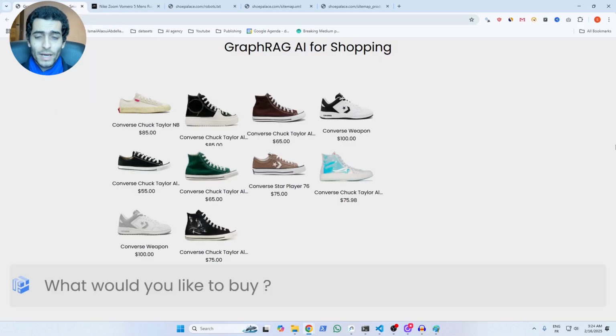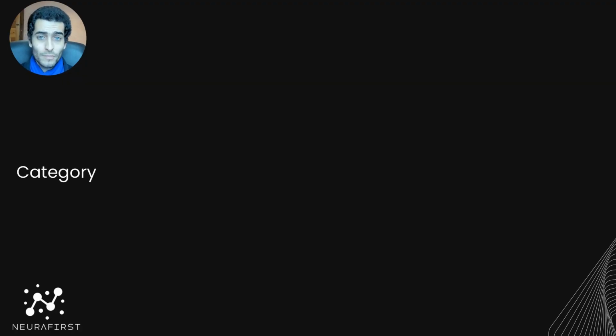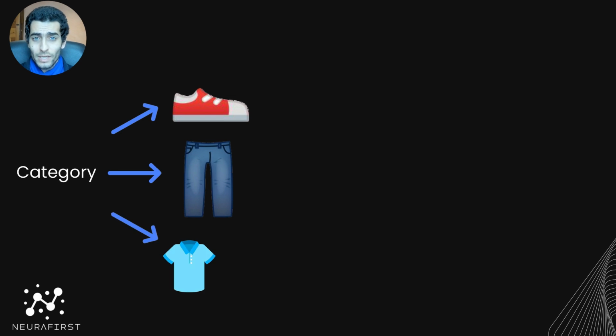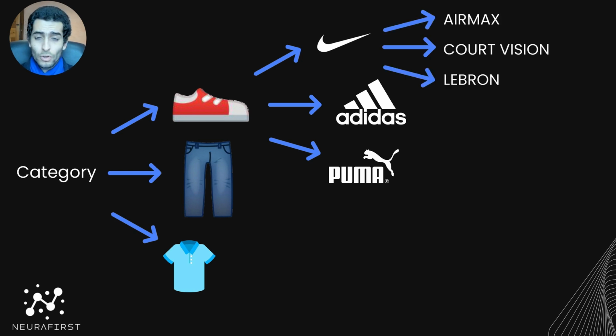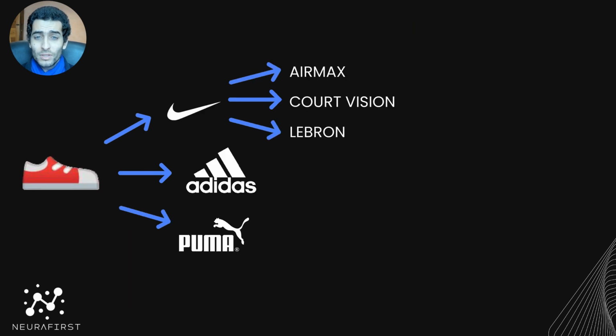Because, concerning online items, first of all, you have multiple categories of items. You can have shoes, jeans, shirts, and so on. And let's take shoes. You can have multiple brands, so Nike, Adidas, Puma, and so on. And within each brand, you have multiple items. If we take Nike, for example, you have multiple types of products. You have the Air Max, the Court Vision, the LeBron, and so on. And within each item, you have its price, its color, its description, and the style of the shoes.